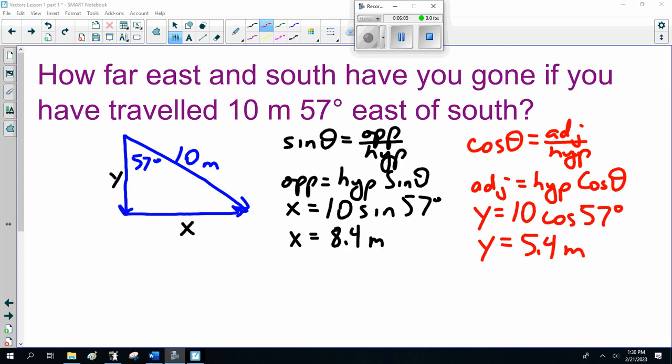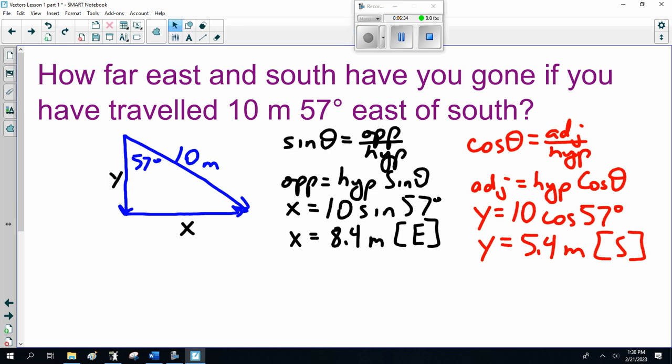Good. Okay, ladies and gentlemen, welcome back. Now, I got my x dimension is 8.4 meters, or, I apologize, I should be saying 8.4 meters east and 5.4 meters south. If I just said 5.4 meters, I'm not giving you a direction. And by the way, I did double check this with the Pythagorean theorem, and I got an exact value. My hypotenuse is 10, so I didn't bung it.